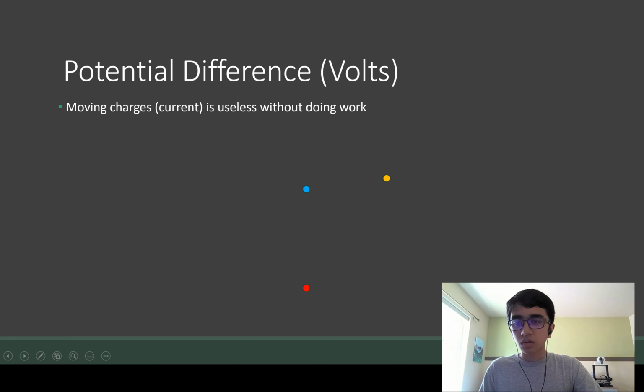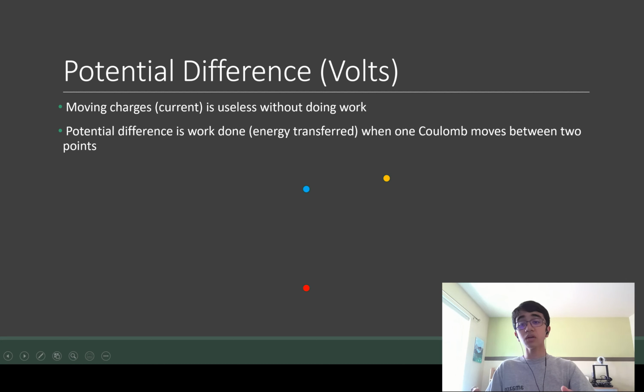So okay, we've established that we can have moving charges in a wire, but what's the point, right? Like, big whoop, I have moving charges, what am I going to do with it, right? So moving charges are useless without the ability to do work. And we measure this ability for charges to do work as potential difference.